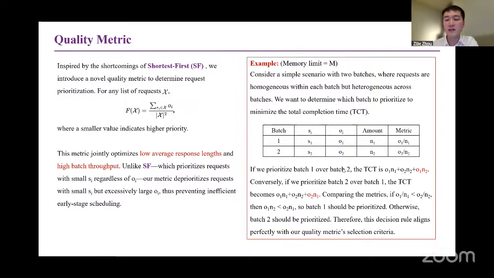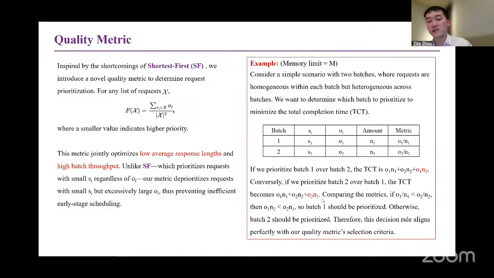Consider that the memory limit M is exactly such that we can put all of batch one in simultaneously. Then we think about the total completion time. If we prioritize batch 1 over batch 2, it is something like o1·n1, which is the processing time of all of these batch 1 requests, plus o2·n2, the processing time of all of these batch 2 requests, plus o1·n2, which is the waiting time for all of the requests in batch 2. Conversely, if we prioritize batch 2 over batch 1, the total completion time becomes o1·n1 plus o2·n2 plus o2·n1.